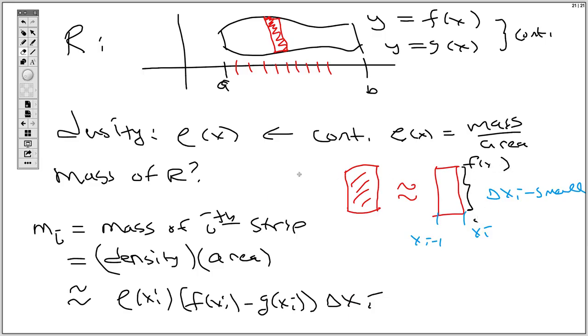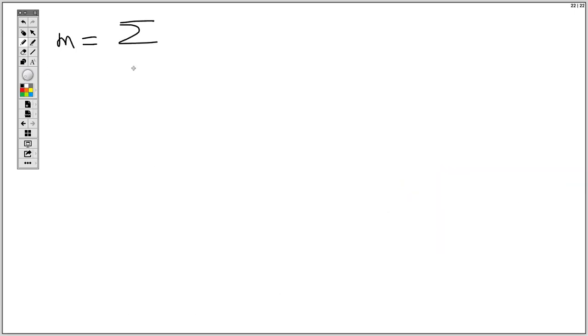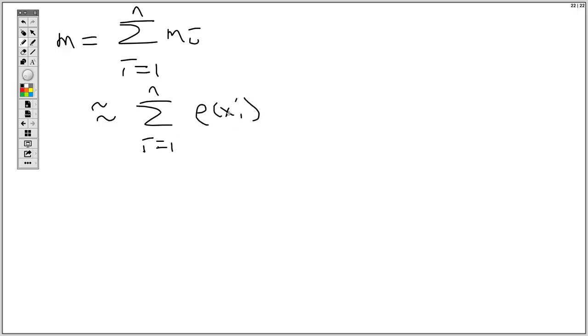And if this looks familiar, it should, because this is what we looked at the beginning of last week. So that means that the total mass, which will be the sum of the mass of each of these strips, is approximately equal to the sum i goes from 1 to n, the density, rho of xi, which is an approximation of the density for all the points in the strip, times the height, f of xi minus g of xi, which once again is an approximation as well. That's another approximation, delta xi.